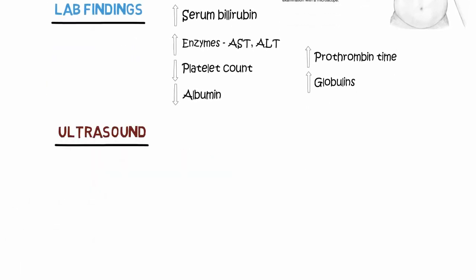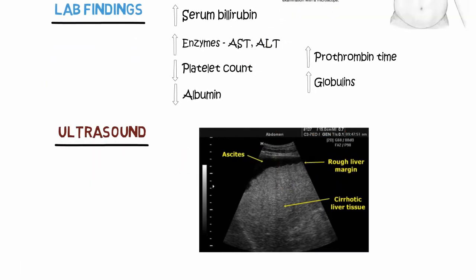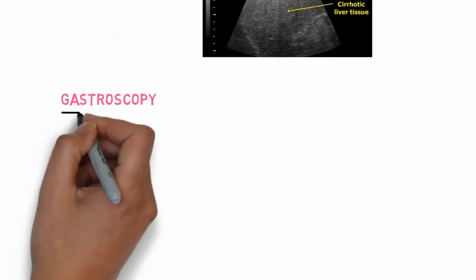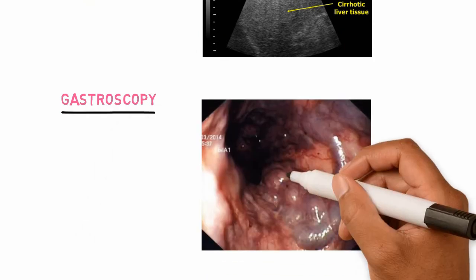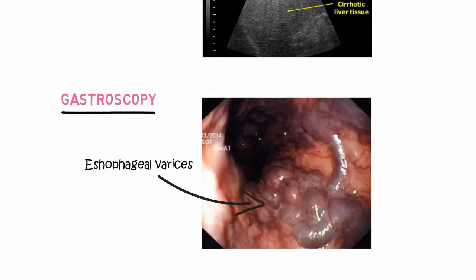Ultrasound is routinely used in the evaluation of cirrhosis. It may show a small and nodular liver in advanced cirrhosis, along with increased echogenicity with irregular appearing areas. Gastroscopy is performed in patients with established cirrhosis to exclude the possibility of esophageal varices.